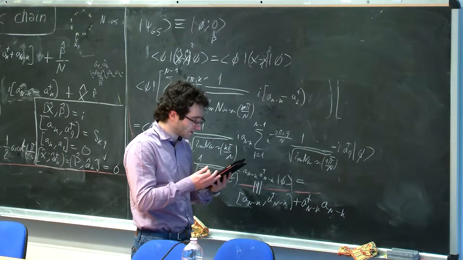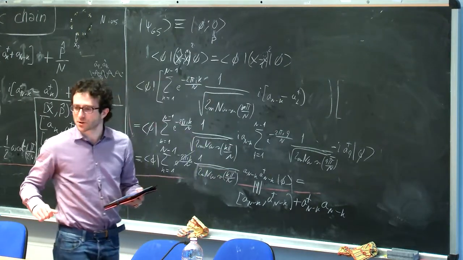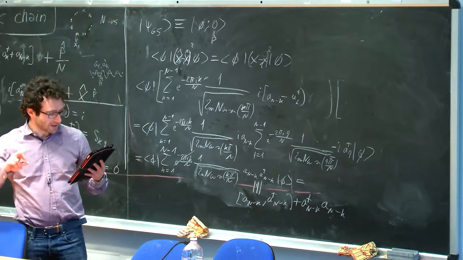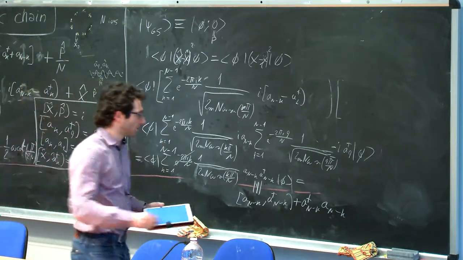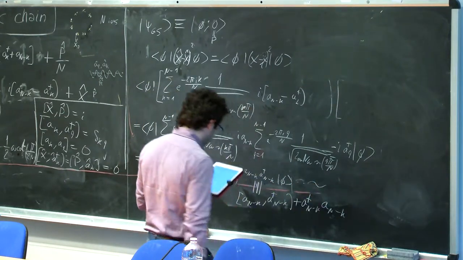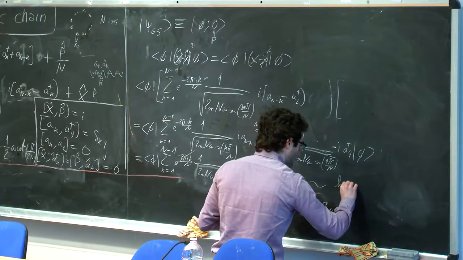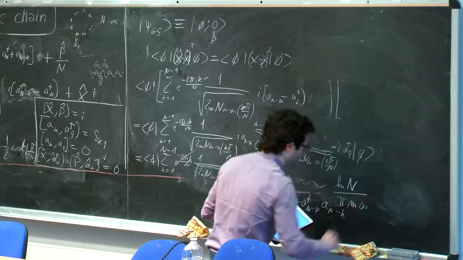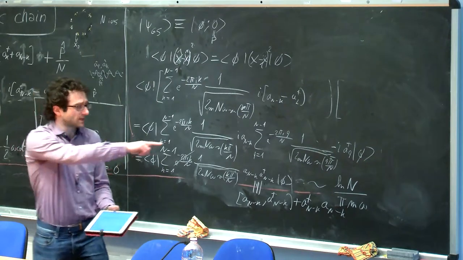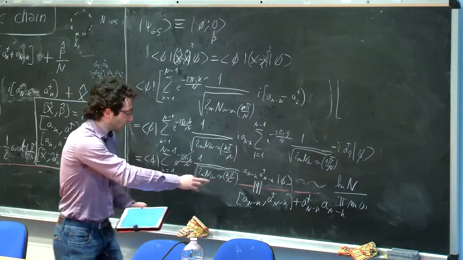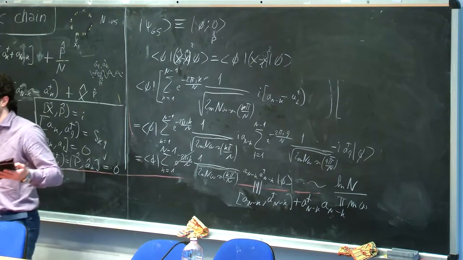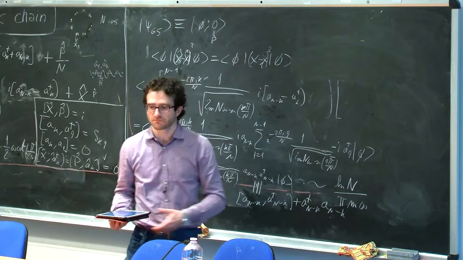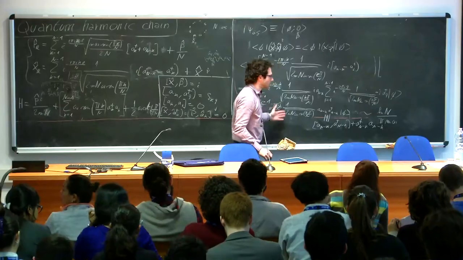I can tell you the asymptotic result in the limit of large N, if you consider many oscillators. So this behaves as log N divided by pi m omega. Okay. This is just the result of the sum. If you write the sum and you assume that N is large, then you find this expansion. Okay. This is the leading term.